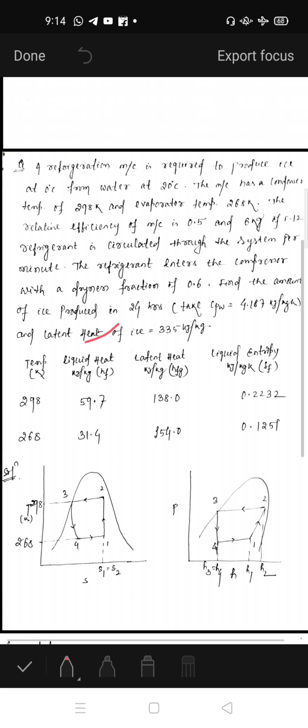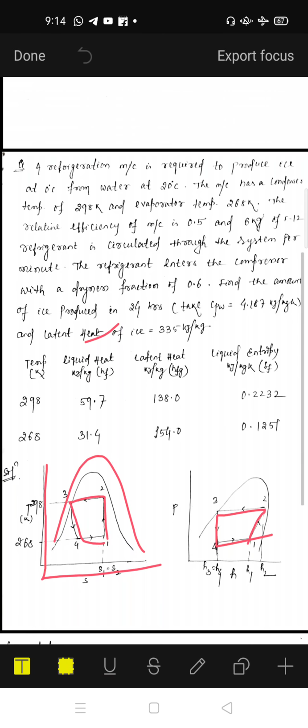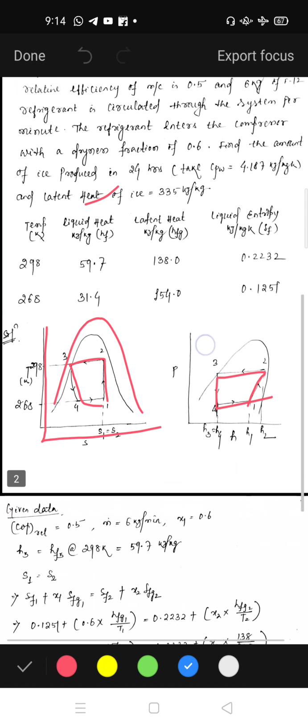Okay, so first draw the TS diagram, because you know it is a wet compression. So first draw the TS diagram. This is the temperature line, this is the entropy line, this is the saturation curve, and the cycle is 1 2 3 4 like this, and the corresponding PS diagram will be 1 2 3 4 like this. So no problem in this. Now I am going to go further.